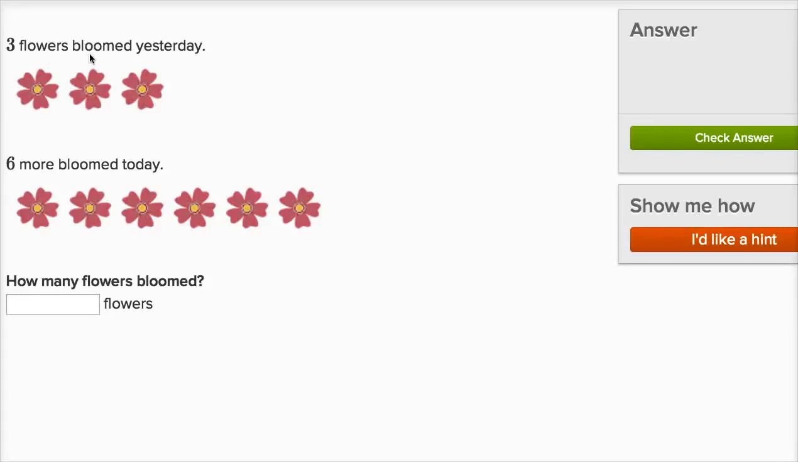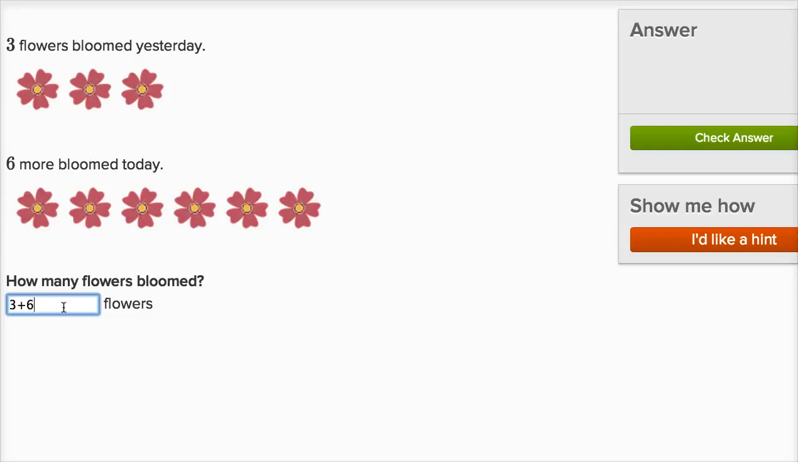3 flowers bloomed yesterday, and they draw the flowers. 1, 2, 3. 6 more bloomed today. 1, 2, 3, 4, 5, 6. How many flowers bloomed? Well, 3 yesterday, 6 more today. So you're going to have the 3 from yesterday plus the 6 more today. Well, what's 3 plus 6 equal to?